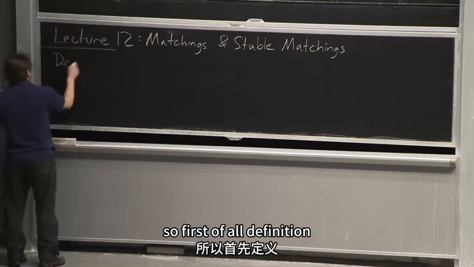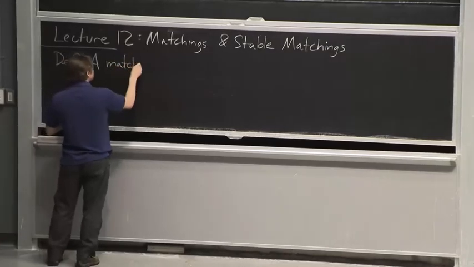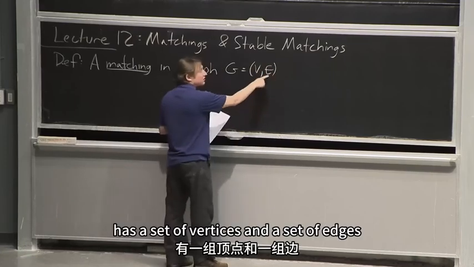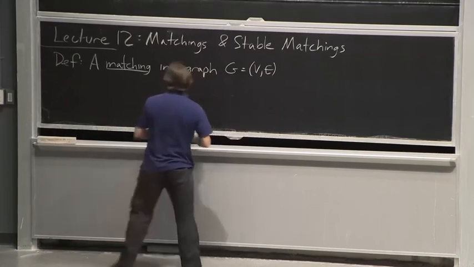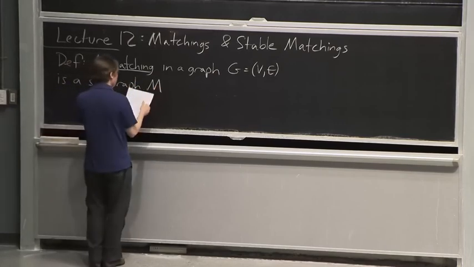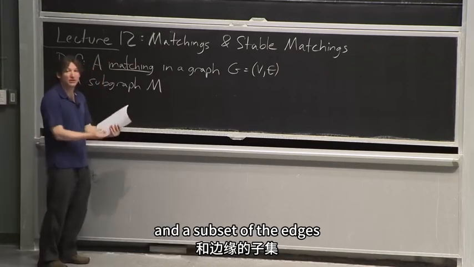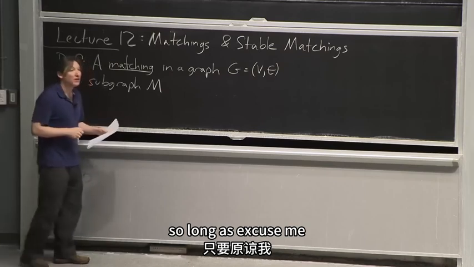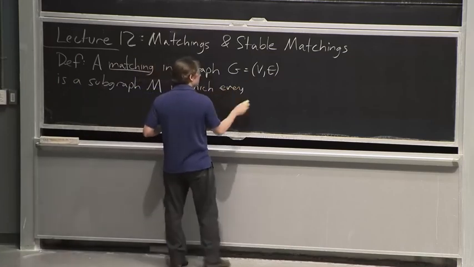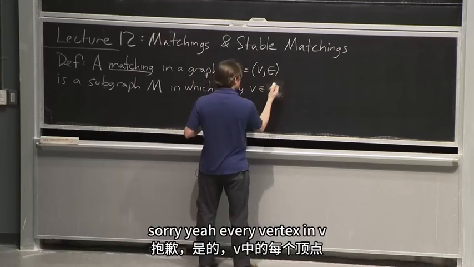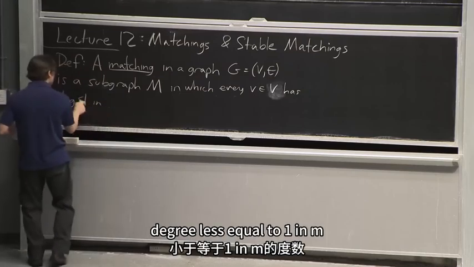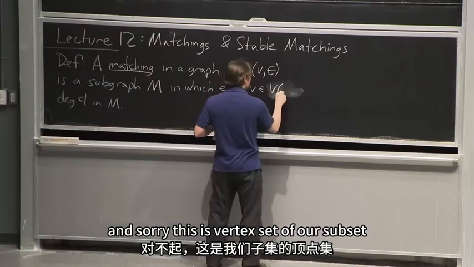So, first of all, definition. A matching in a graph, which remember has a set of vertices and a set of edges, which are pairs of vertices, is a subgraph M. And what subgraph means is we're just taking a subset of the vertices and a subset of the edges, so long as all the edges have their vertices in the subset, in which every vertex in V has degree less than or equal to 1 in M. This is the vertex set of our subset.